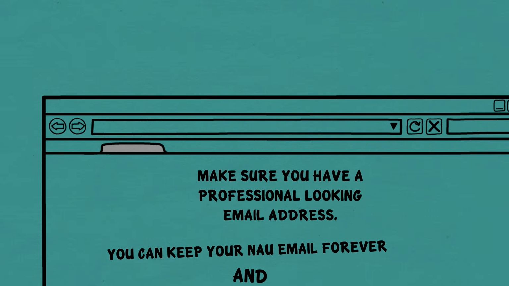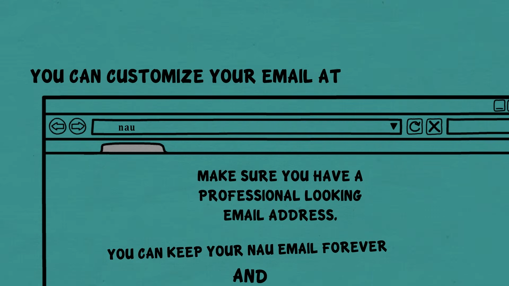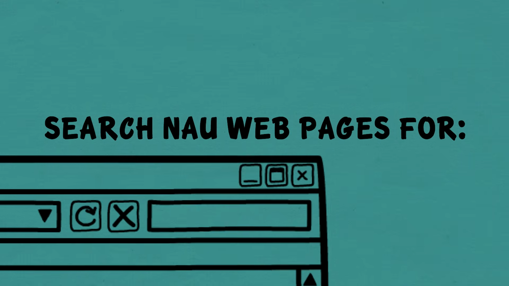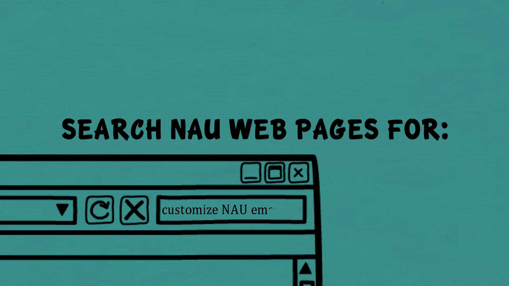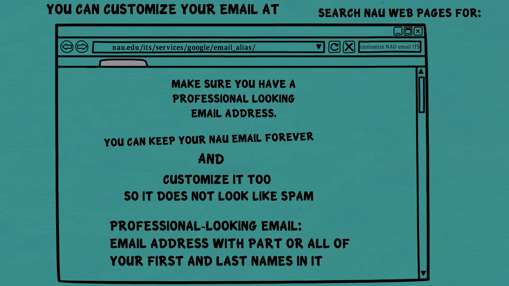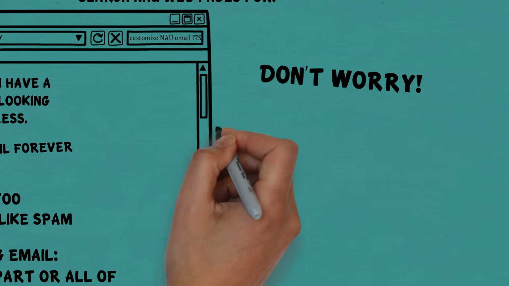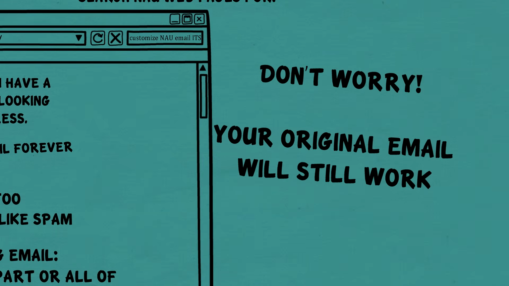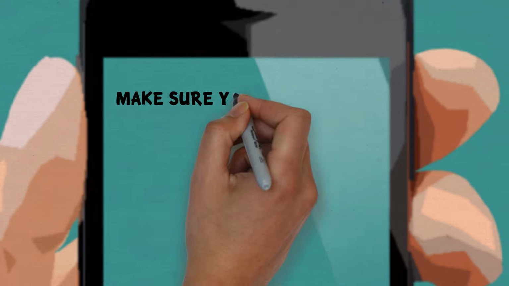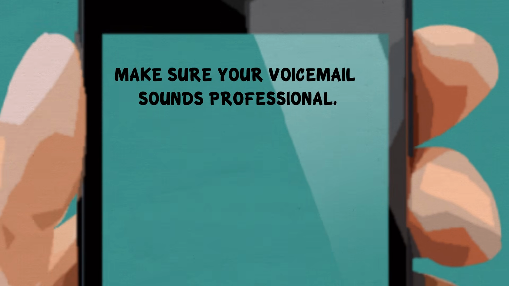You request this by following the instructions at nau.edu/its/services/google/email_alias, or by searching NAU's web pages for Customize NAU Email ITS. Following the instructions there will allow you to request a professional-looking email. But don't worry, your original email will still work. You'll still log into the same place and you'll still see all the emails there, regardless of which address a person sent it to. Next, make sure the voicemail message associated with your phone number is professional sounding too.